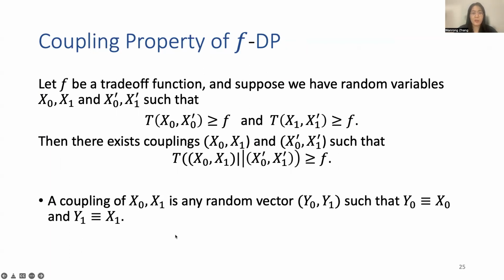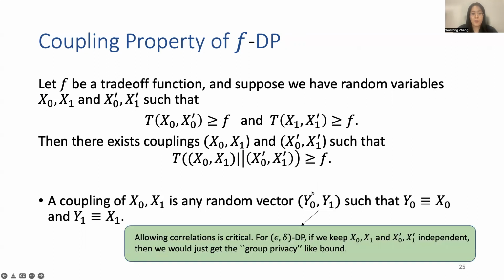So here, a coupling of random variables x0 and x1 is any random vector y0 and y1, such that the marginal distributions are identical to x0 and x1. And subject to this constraint, y0 and y1 can be arbitrarily correlated. And I want to emphasize that allowing this correlation is very critical. For example, for the case of epsilon delta DP, if we keep those two pairs of random variables independent, then we will just have this group privacy-like bound.